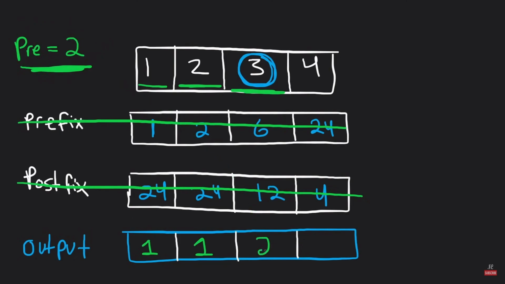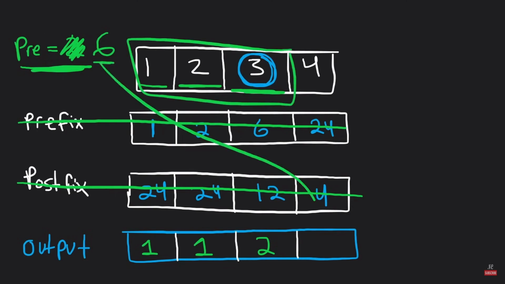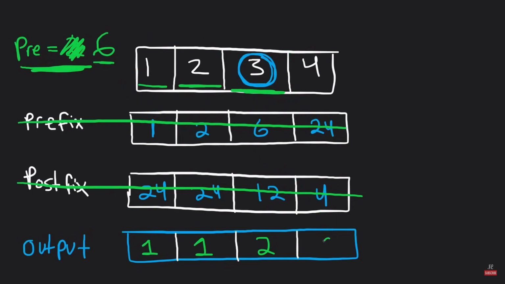So 2 is going to be placed in the output. Then we're going to take the 3 and multiply it by 2. That's going to give us a 6 for the prefix so far. So at this point, we're going to take our prefix, 6. It tells us the prefix up until this point. So we're going to take it and put it in the output. 6 is going to be put in the last position.